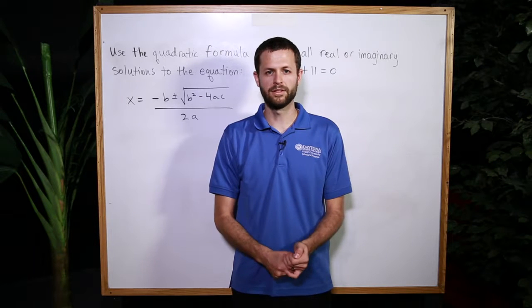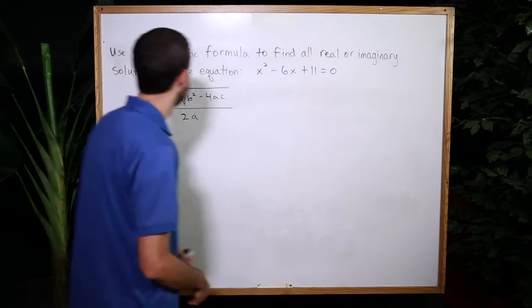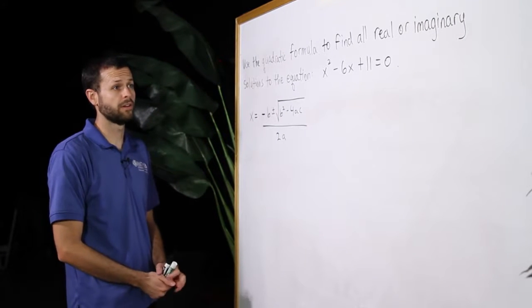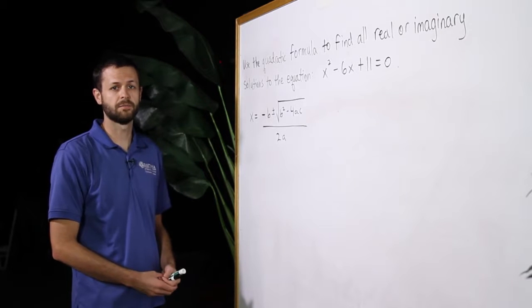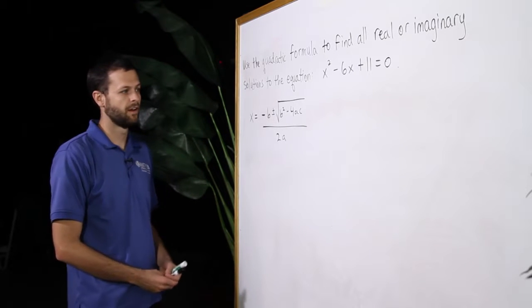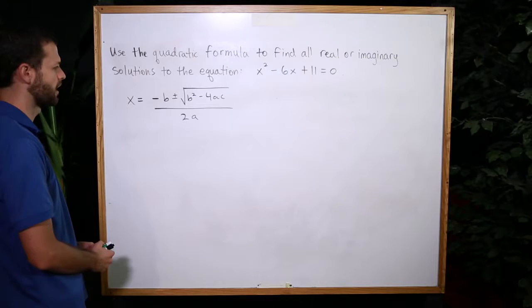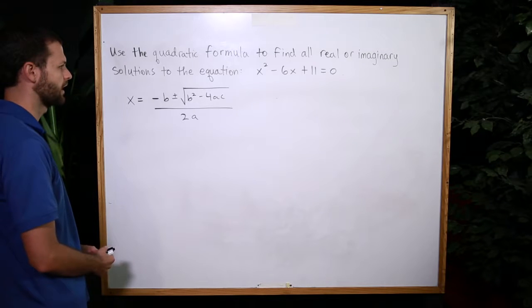In this problem, we want to solve a quadratic equation using the quadratic formula. This example says to use the quadratic formula to find all real or imaginary solutions to the equation x squared minus 6x plus 11 equals 0. I've already written down the quadratic formula here. x equals negative b plus or minus the square root of b squared minus 4ac all over 2a.